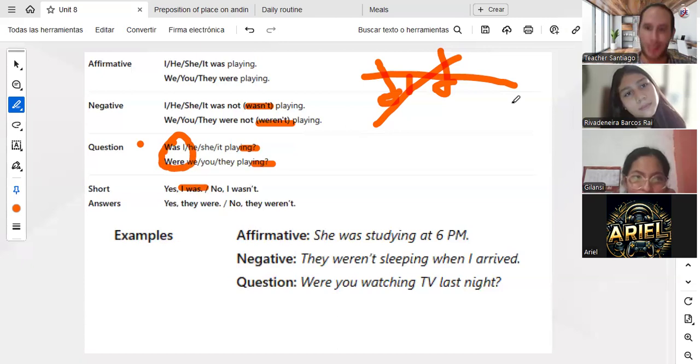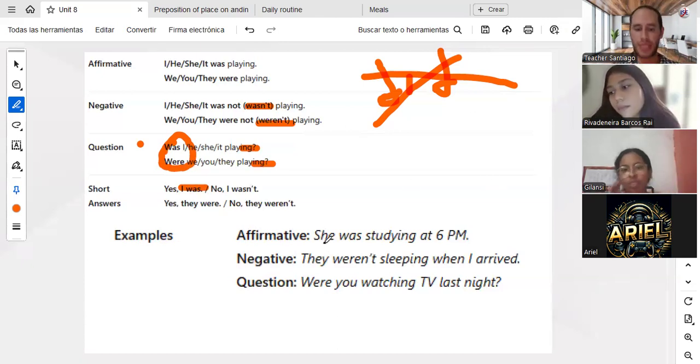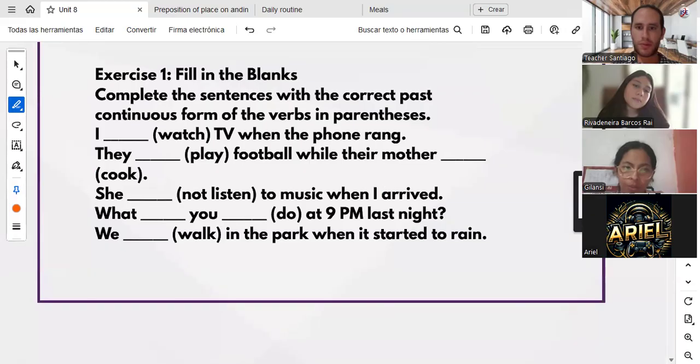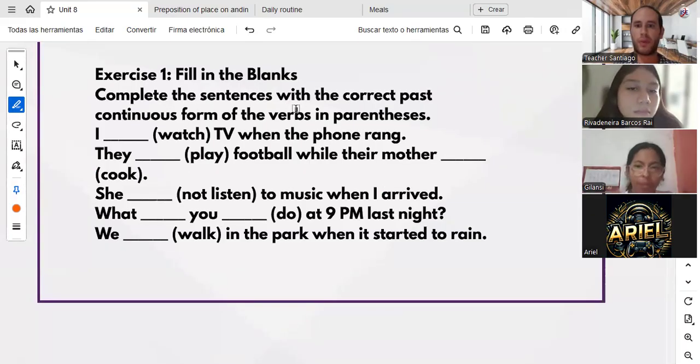Good question, love it. So, affirmative, she was studying at 6 p.m. Negative, they weren't sleeping when I arrived. And question, were you watching TV last night? Okay, let's continue. So now let's try to practice. Complete the sentences with the correct past continuous form of the verb in parentheses. So, Gilansi, number one.